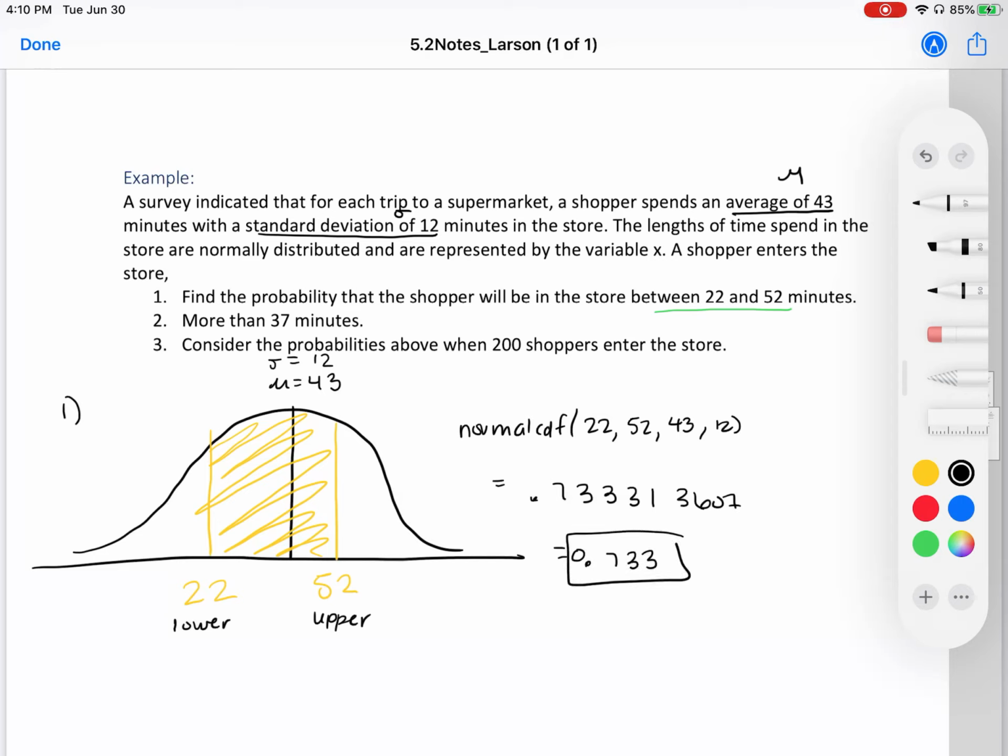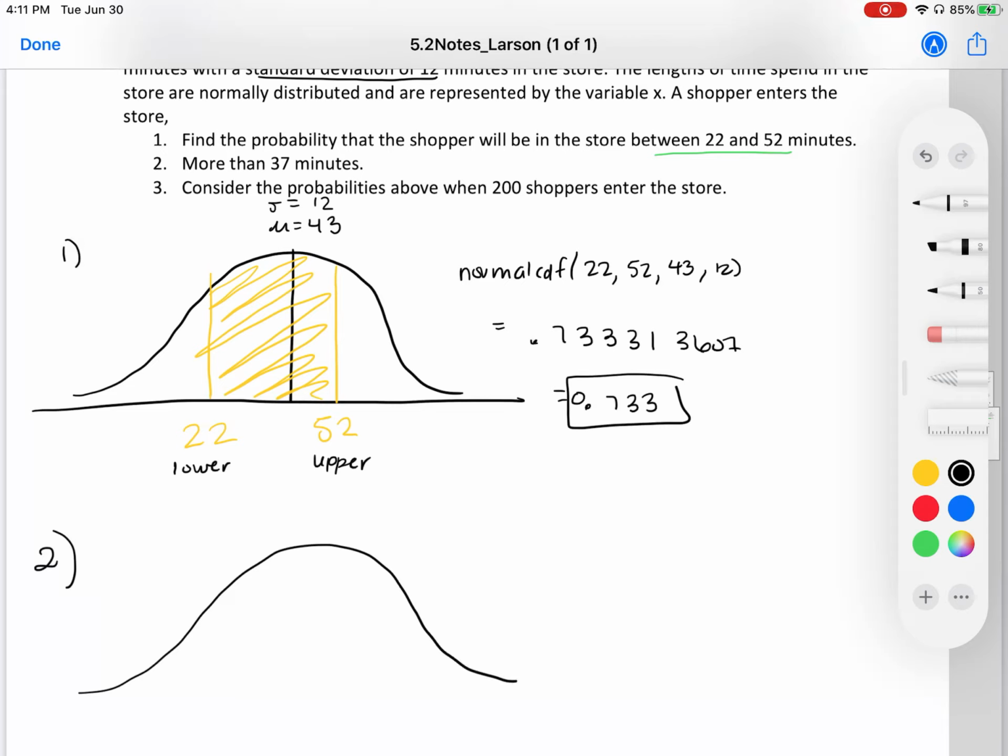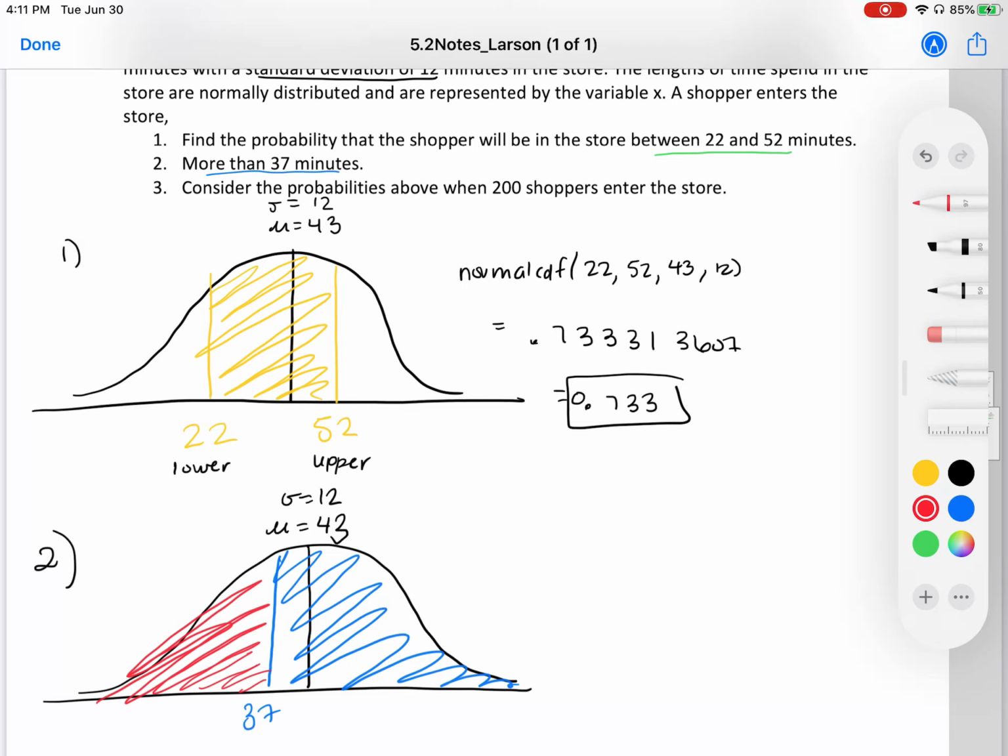2. Same bell-shaped curve, some information, but now we want a different probability. So we have a mean, we were told 43 and a standard deviation of 12, but now we want more than 37 minutes. So 37 is a bit less than 43. We want more than 37. So we want the complement. Know that your calculator and Excel by default do left, but we want the other side. So you would do 1 minus.